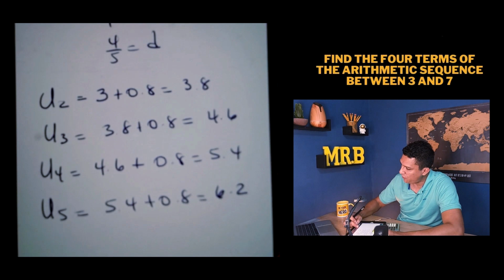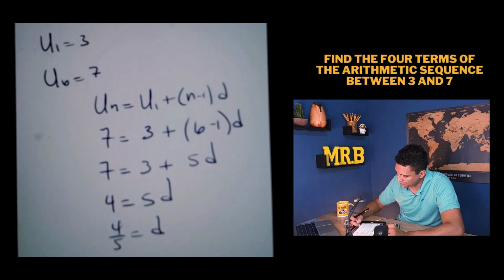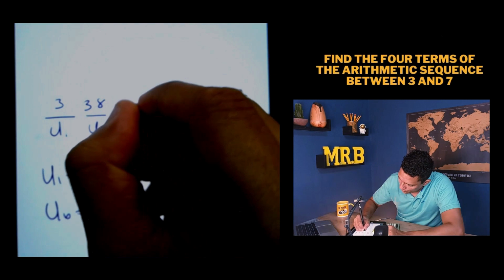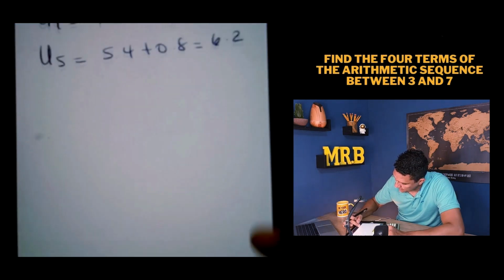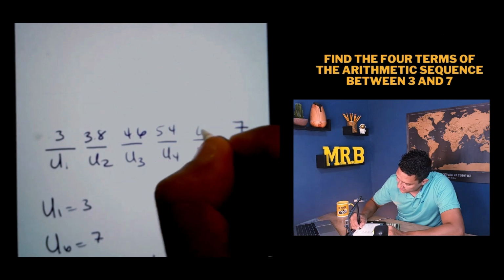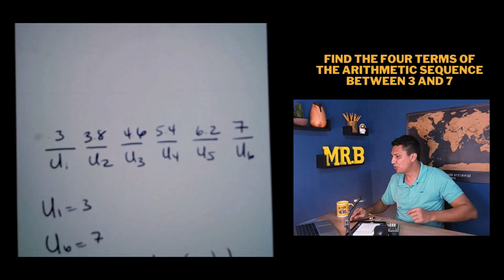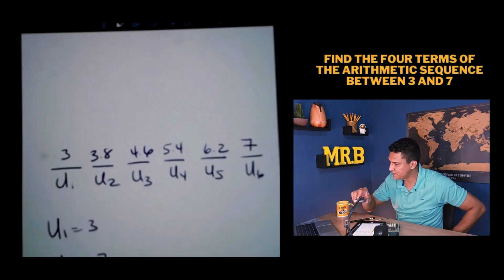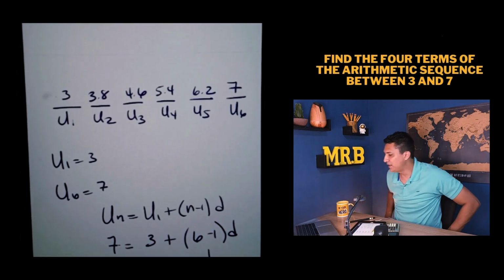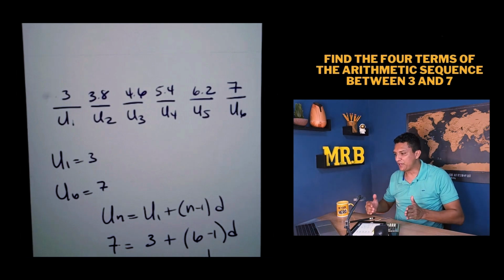So we already found the four terms between the 3 and the 7. I'm going to write them here: 3.8, 4.6, 5.4, and 6.2. Those are the four terms between 3 and 7. And that was the last problem.